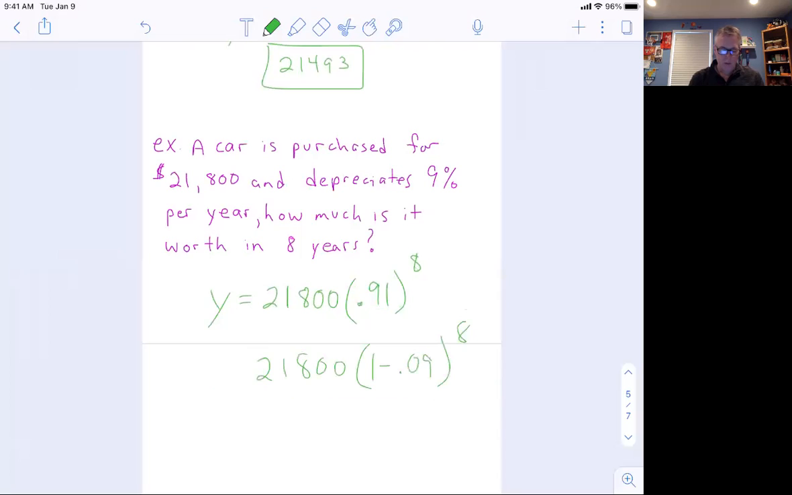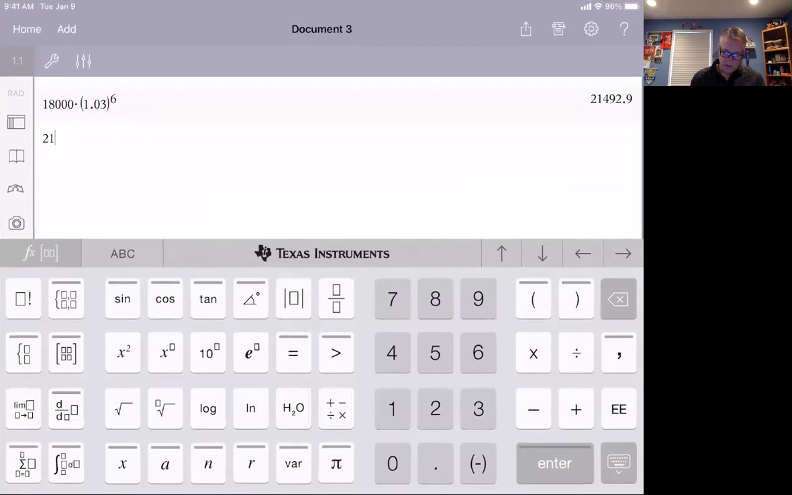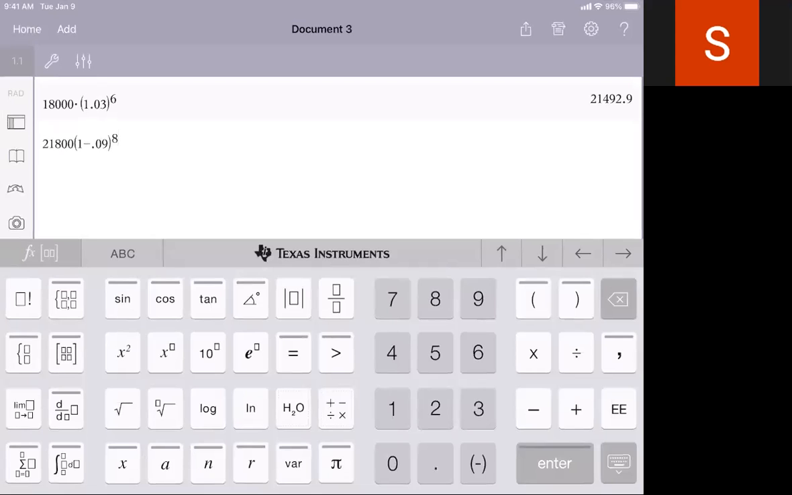So let's figure that out. It's 21,800 depreciating at 9%. So it's going down now. So our answer should be less than that, right? So 21,800 times 1 minus 0.09, or 0.91, which is how I wrote it. And then how many years did we say? 8. 8 years. Okay, thank you. I just don't want to flip back and forth to the 8th power.